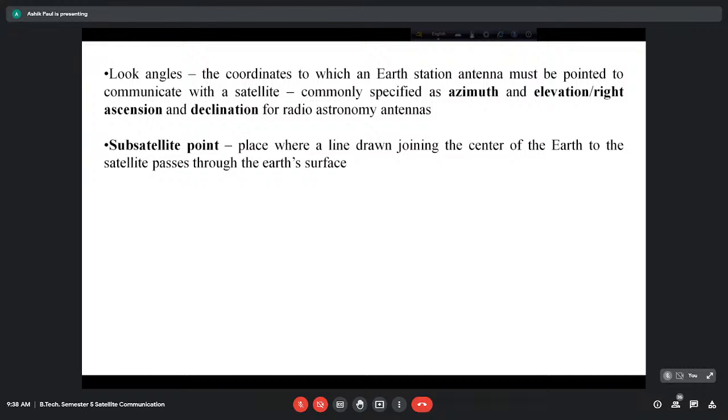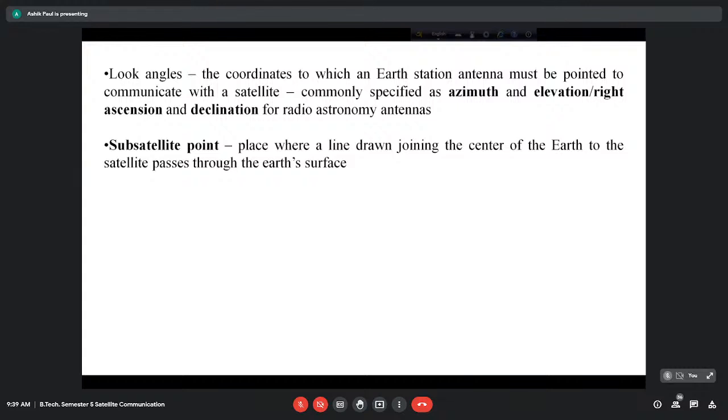So, the coordinates to which an Earth station antenna must be pointed, that means the direction in which your antenna for receiving the signal must be pointed, those coordinates are commonly known as the look angles. In case of these applications, you will find some terms or definitions which are very simple to understand, because they have been designed by engineers, not physicists. So you can expect very simple kinds of terms and definitions.